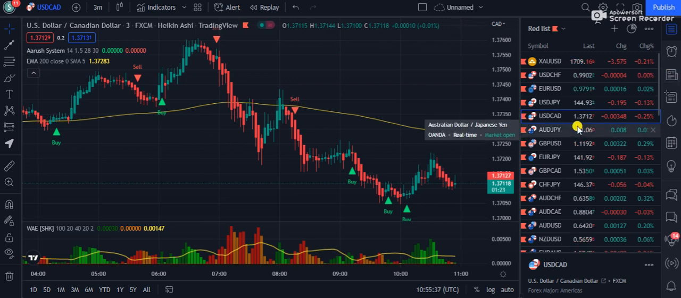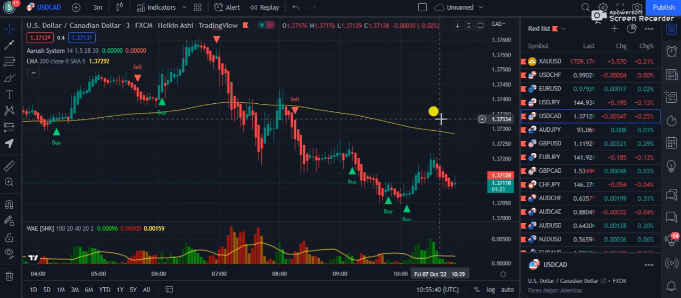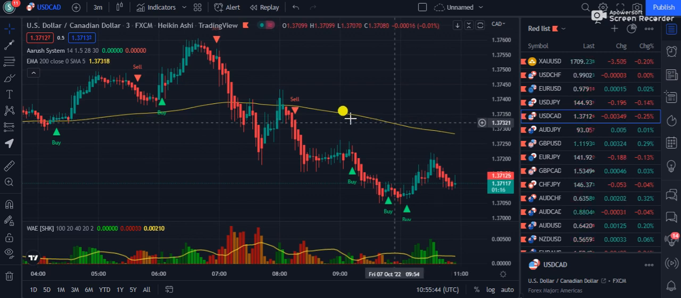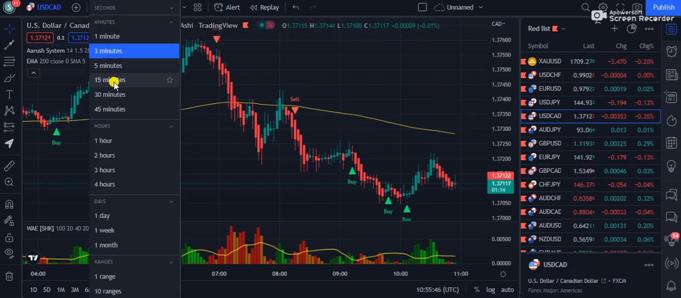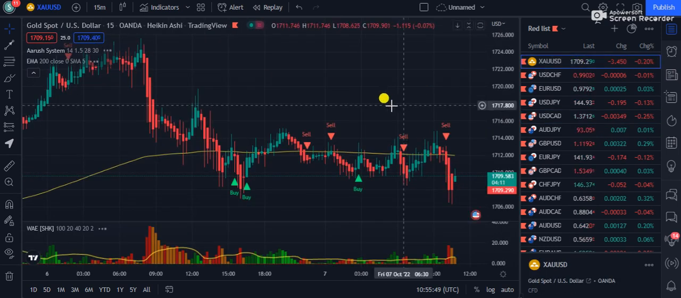So guys, this is the best indicator setup that you can use for scalping purposes, and this is the best 1-minute trading technique in an aggressive way. And if you want to follow it in a slow manner, then you can use the 15-minute time frame.